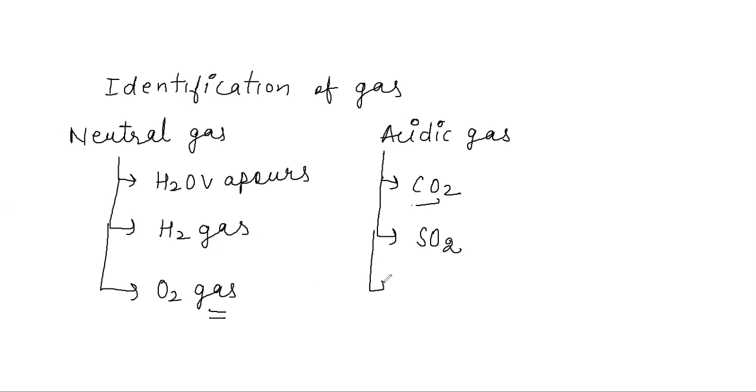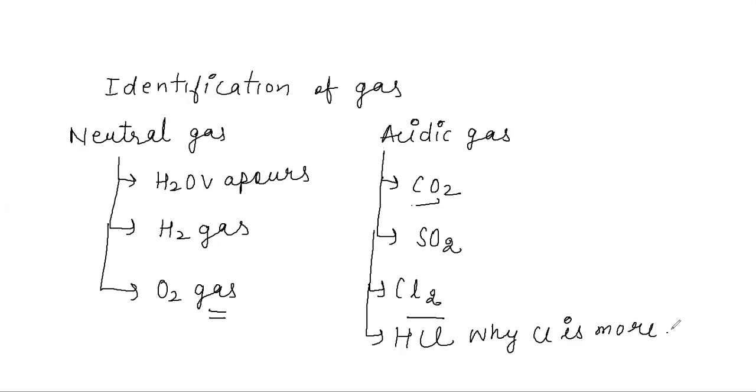Third is the chlorine gas. When you dissolve that into water, it forms HCl for you. That's why we say these are the acidic gases. You have HCl also as an acidic gas. When you dissolve HCl in water, it gives you the hydrogen ion, so you can say yes, it is an acidic gas. HCl is a covalent compound, yet it gives the hydrogen ion into the solution. Why? Because chlorine is more electronegative.